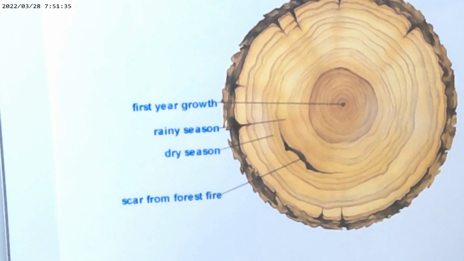So here's a picture of a tree and its many rings, showing the history of the tree. You have scars from a forest fire halfway in, a dry season, a rainy season, the first year of growth. Our bodies are exactly the same thing.